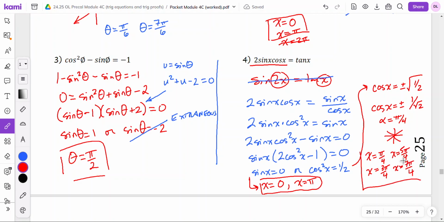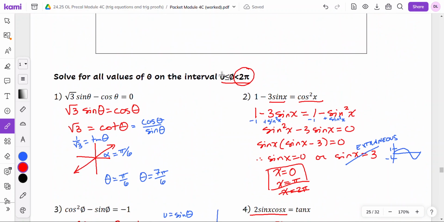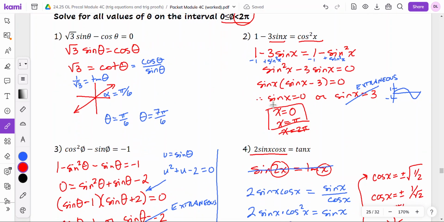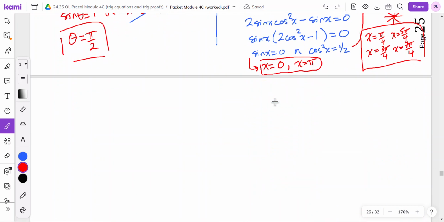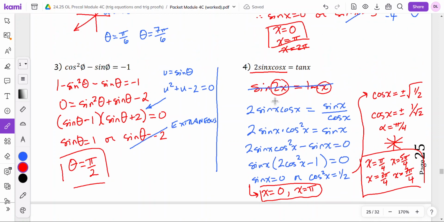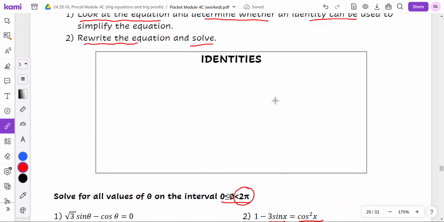So in the end, I have a total of 6 solutions on this interval where 2 sine x cosine x will equal the tangent of x. Right, and once again, this is on the interval from 0 to 2 pi. These are a little bit more difficult. What identities did we use? Those are the important ones to be familiar with.